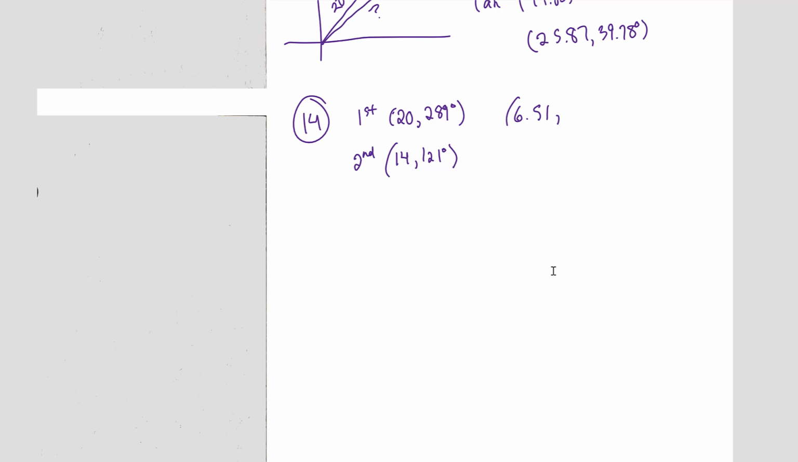6.51, comma, so I used software to create this, and I thought it was interesting that 289 and 121 are both perfect squares. Yeah, I don't know what sort of logic there might or might not be in the generation of these problems, but I thought that was interesting.